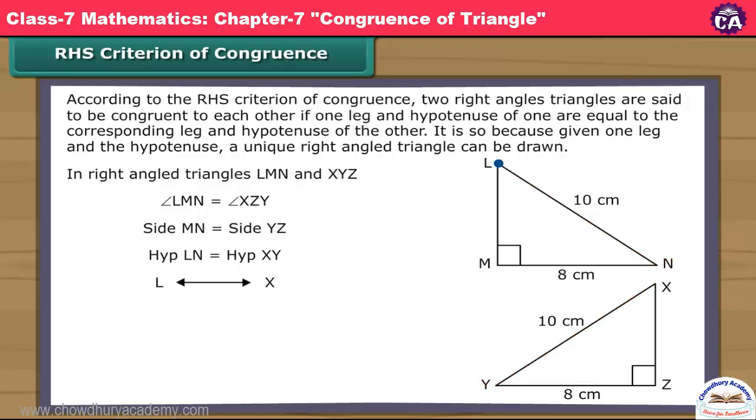Vertex L corresponds to vertex X. Vertex M corresponds to vertex Z. Vertex N corresponds to vertex Y. Therefore, triangle LMN is congruent to triangle XZY.